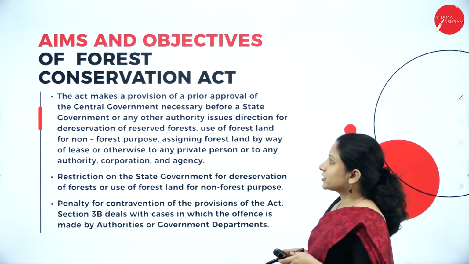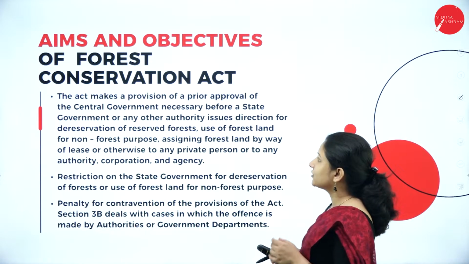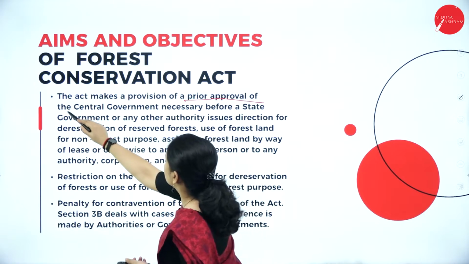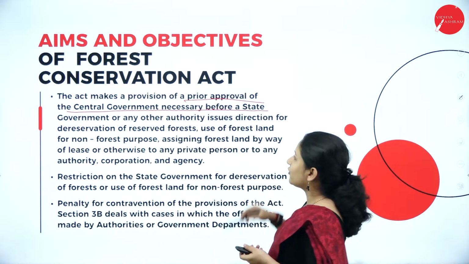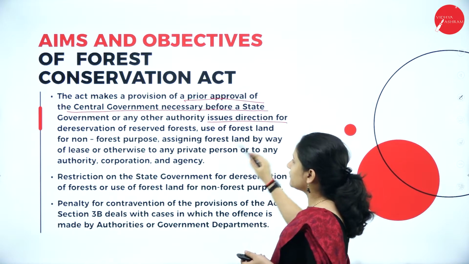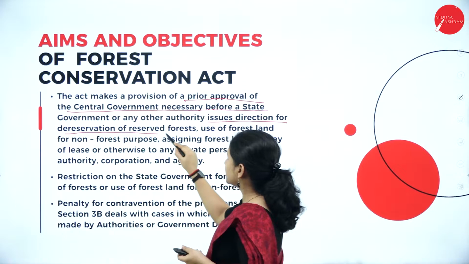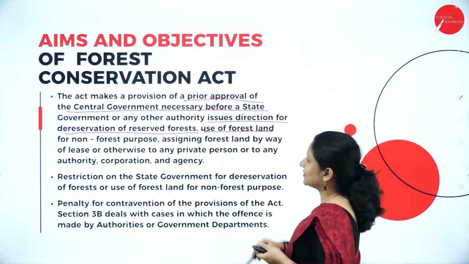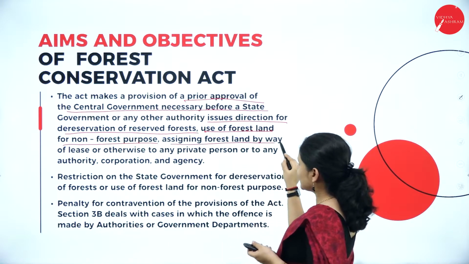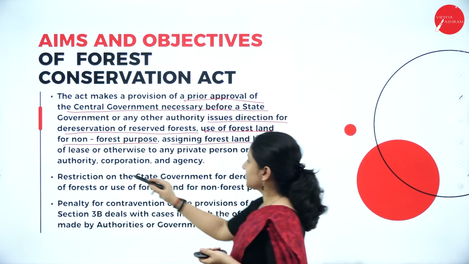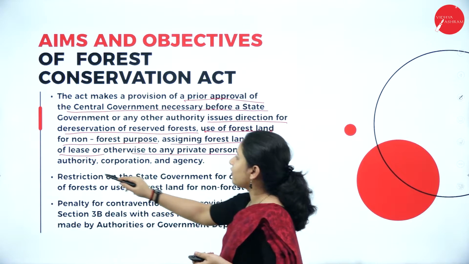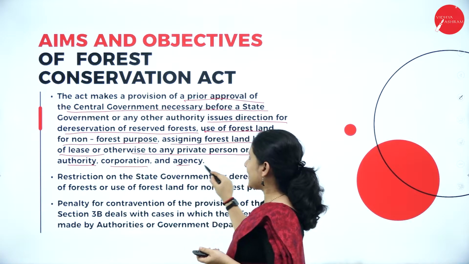So the aims and objectives of the Forest Conservation Act. The act makes a provision of a prior approval of the central government necessary before a state government or any other authority issues direction for de-reservation of reserved forest, use of forest land for non-forest purpose, assigning forest land by way of lease or otherwise to any private person or to any authority, corporation and agency.